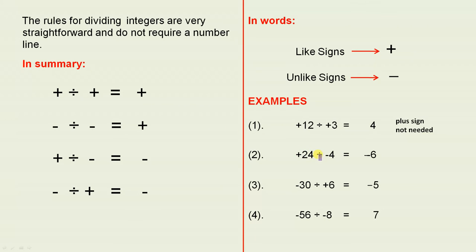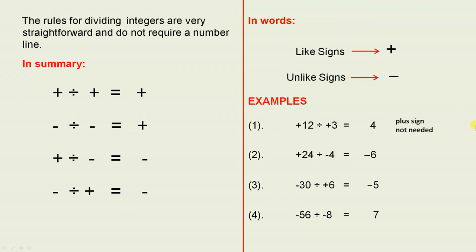Plus 24 divided by minus 4 equals minus 6. That's the same as this one. That one there. Minus 30 divided by plus 6 equals minus 5. That's the same as this one here. And finally, minus 56 divided by minus 8 is plus 7. And that's the same as this one here. So those 4 examples there follow on from these little rules here.